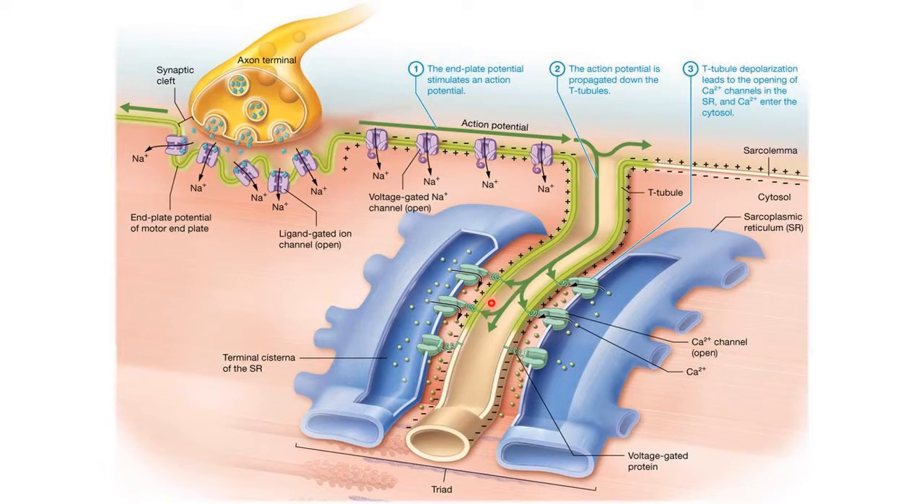all of these T-tubules. Once it gets down into the T-tubules, it will cause the depolarization, will cause this linker protein to shorten, and that pulls open the voltage-gated calcium channels in the terminal cisternae membrane, and then calcium will exit the sarcoplasmic reticulum into the cytosol. And that's the end of the excitation-contraction coupling phase.